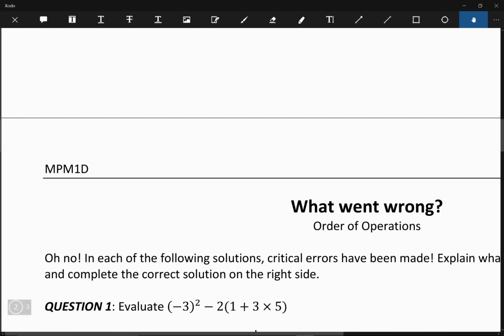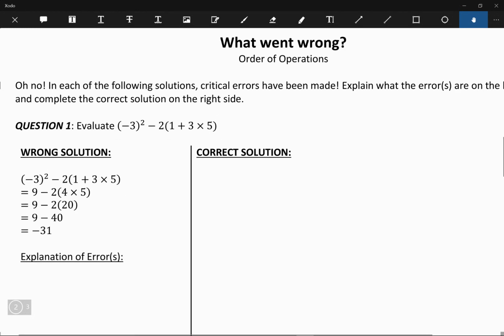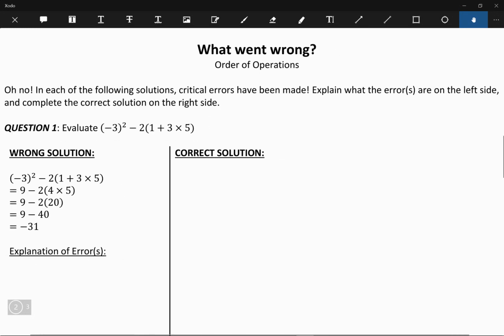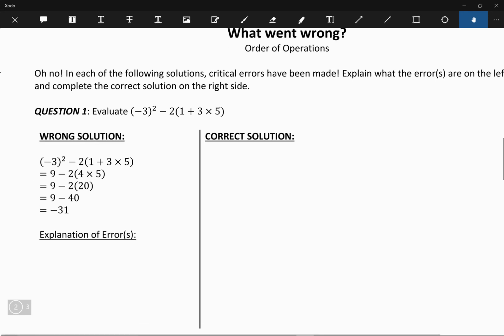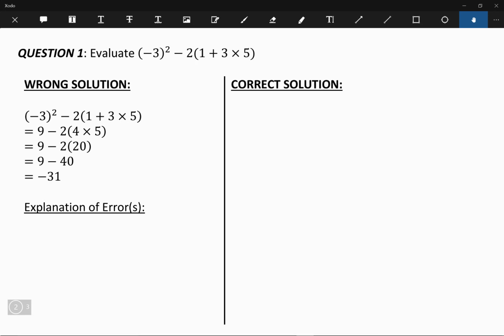So down here in the next page, what went wrong? Order of operations. So, oh no, in each of the following solutions, critical errors have been made. Explain what errors are on the left side and complete the correct solution on the right side. Okay, so I want you to look for the errors. Take a couple minutes, pause the video, look for the errors.